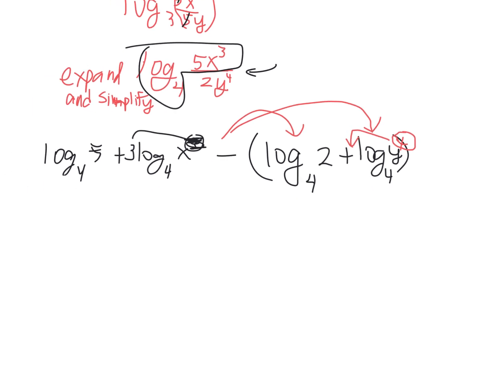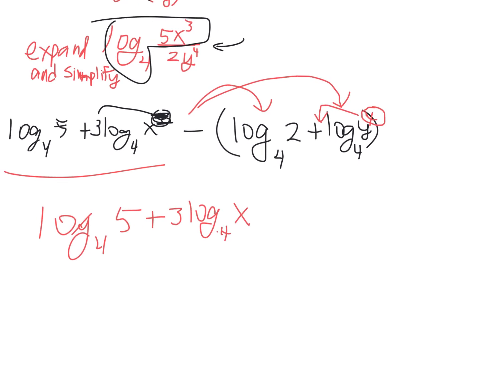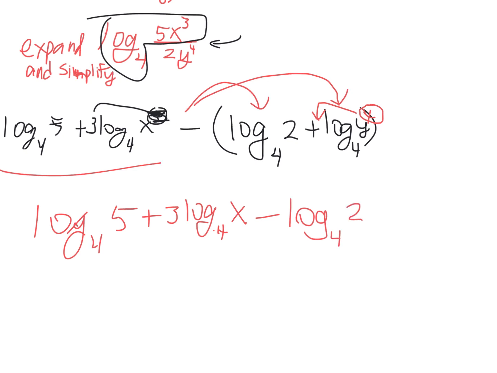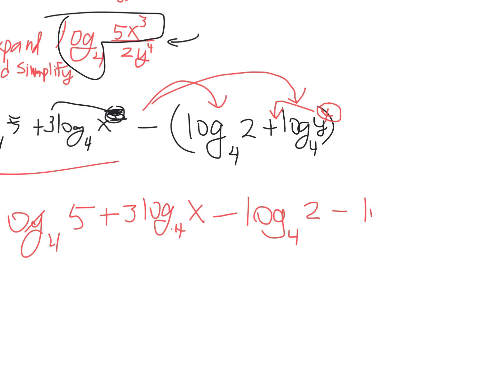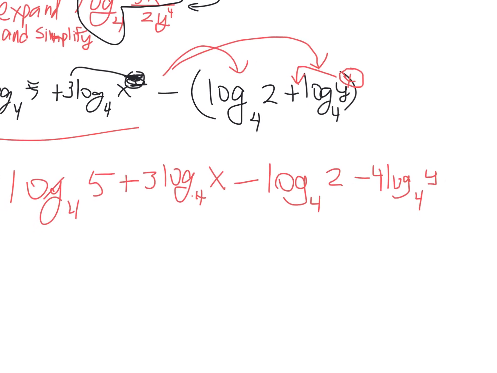So now my final is, this was all correct: log base 4 of 5 plus 3 log base 4 of x minus log base 4 of 2 minus 4 log base 4 of y. Oh, I don't need a parenthesis at the end there. And I think I've got it, but how am I going to check? I'm going to look at my arguments.